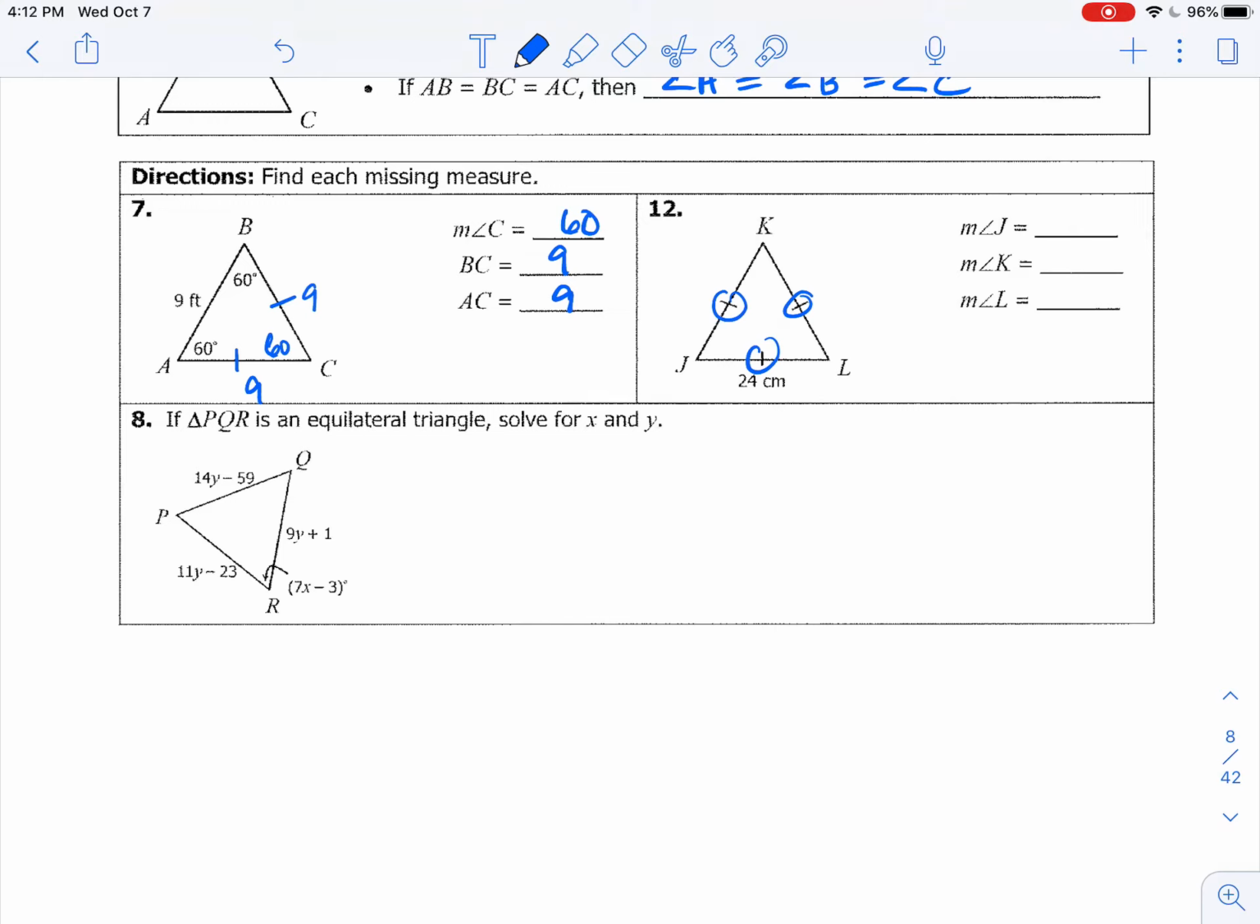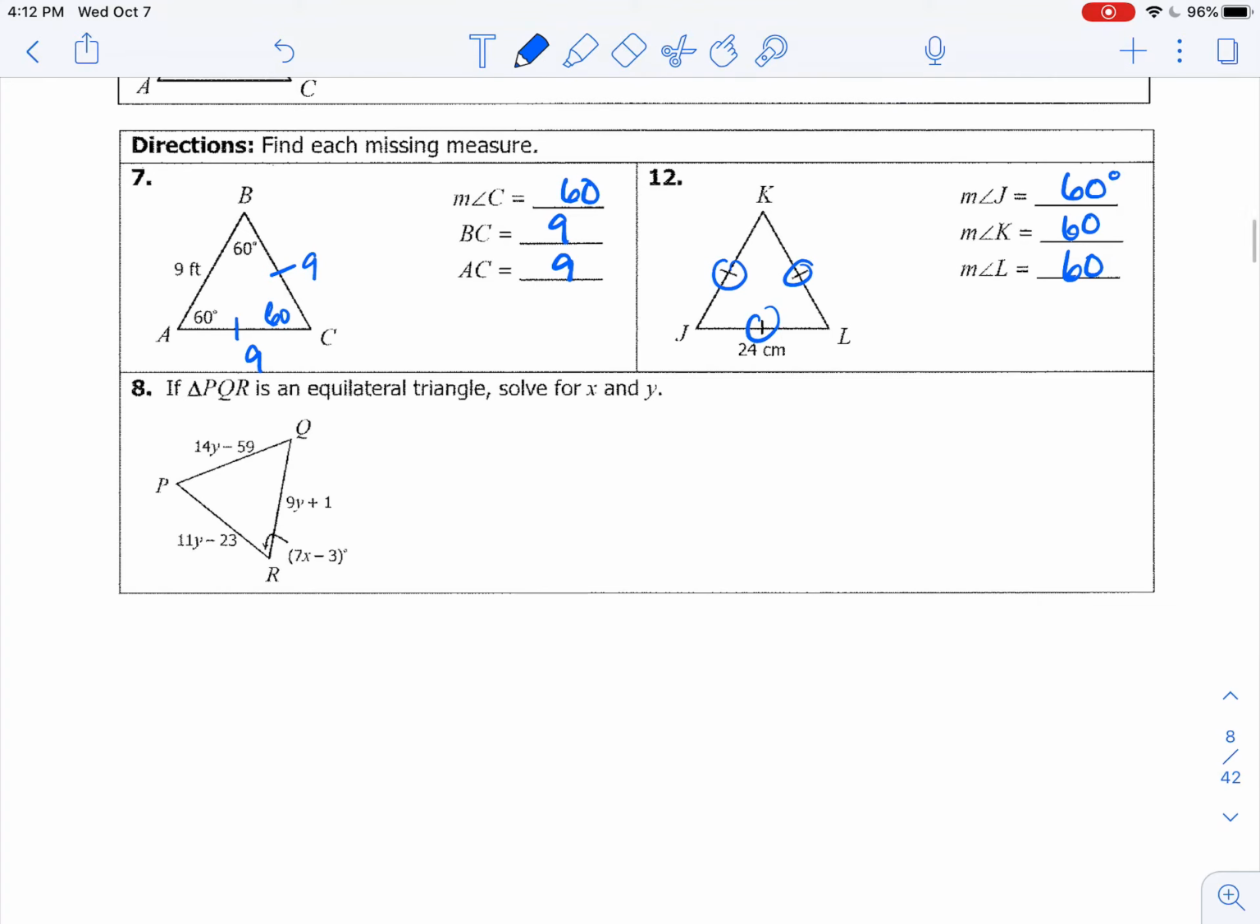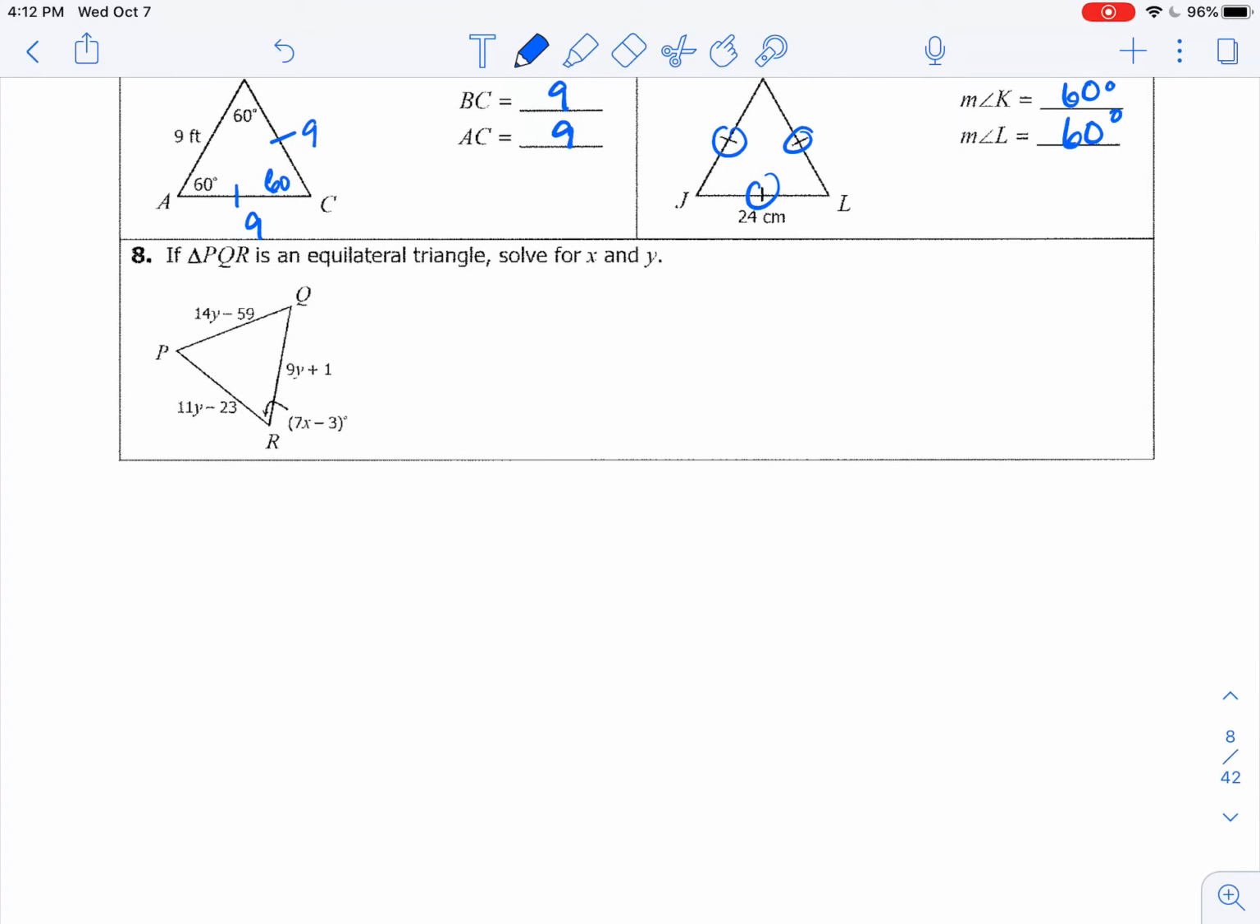In number 12, if we have 3 congruency marks, we know that each of these sides is going to be 24. If it's equilateral, then it's equiangular. 180 divided by 3 is 60. And in the last one, it's telling us that this is an equilateral triangle.